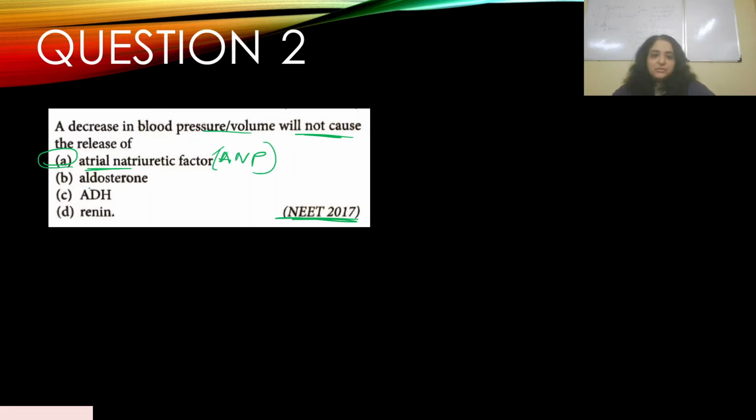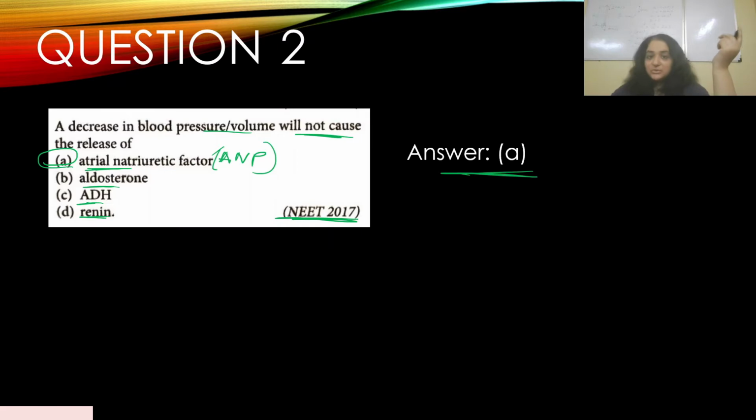Then aldosterone, yes, when there's a decrease in blood pressure or volume, it will cause the release of aldosterone, it will cause the release of ADH, it will cause the release of renin. I've already explained the functions for you. That is why I wanted you to go through that whole process. There are 3 slides and they contain all the information, and I wanted you to be able to understand that. So the answer is A. See how NEET tricks you.